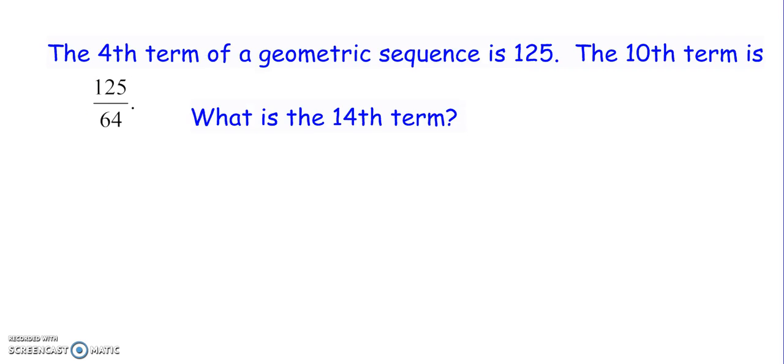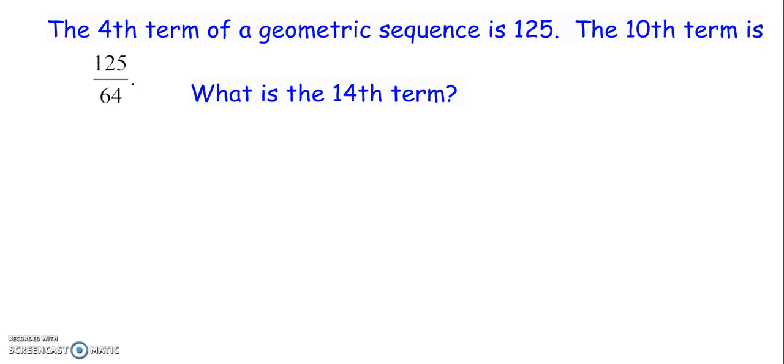Alright, so here's where it gets a little tricky. The fourth term of a geometric sequence is 125. The 10th term is 125 over 64. What is the 14th term? Alright, so they're starting to get a little tricky with us here. They've told us the fourth term is equal to 125. The 10th term is equal to 125 over 64.